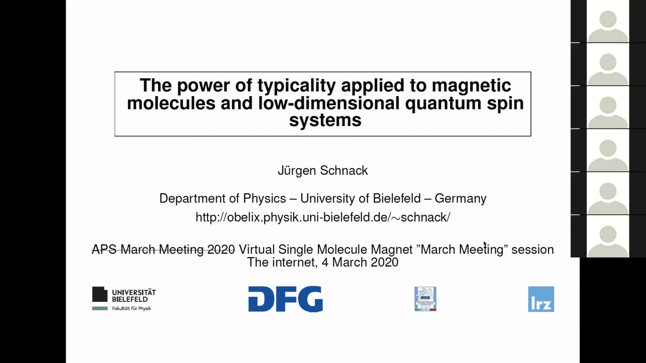So the talk is on some recent developments in theory, and the main focus will be how to calculate interesting features of large magnetic molecules.